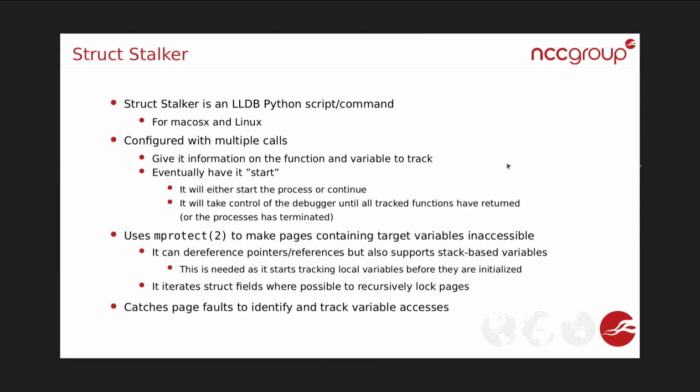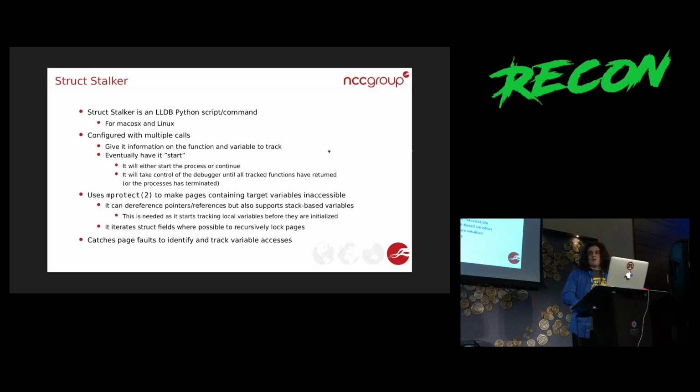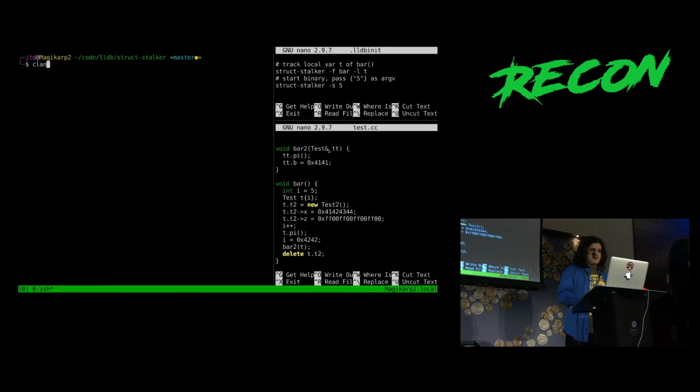It is a magic LLDB Python script, primarily targeting Unix, which really means Mac OS and Linux. You generally configure it with calls to target, so you keep calling it over and over again until you tell it to start, and that configures it. Basically what it does is it sets breakpoints at functions that have variables that you want to hook on, and then it uses mprotect to lock the pages that those variables are in, and then it catches the page faults, undoes the mprotect, steps a single instruction, then reapplies the mprotect, and over again until it's traced all of the accesses.